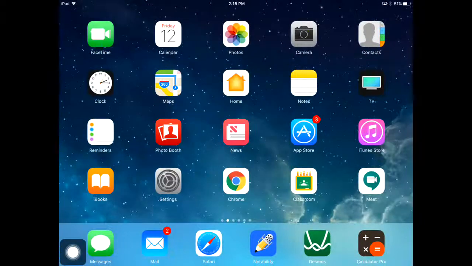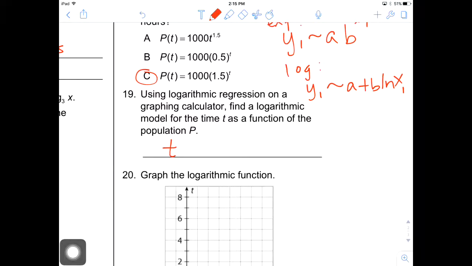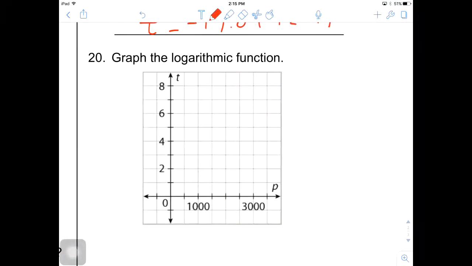Let's write down the equation for number 19. T is equal to negative 17.04 plus 2.471 times natural log of x. Or you can use log of x, either one is fine. As you can see from the graph earlier, the graph looks something like this. Make sure you get the correct equation from the Desmos calculator.